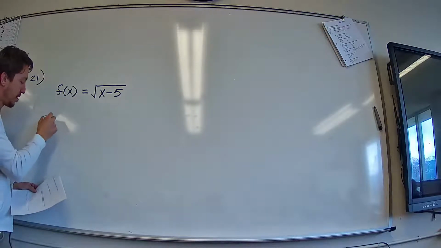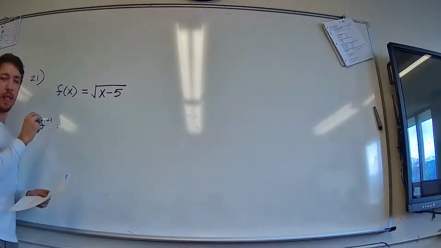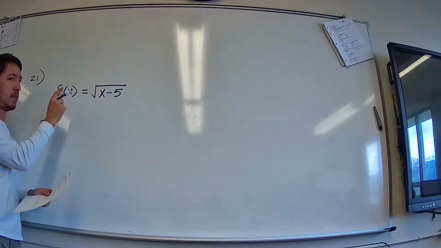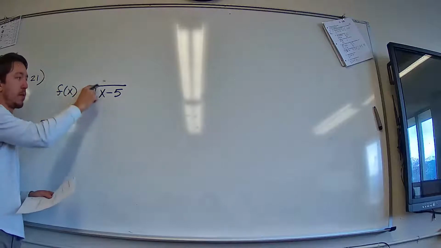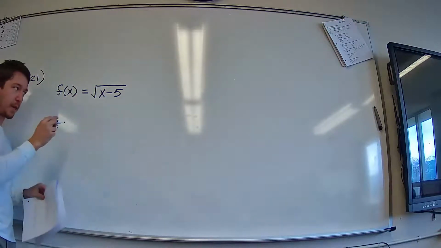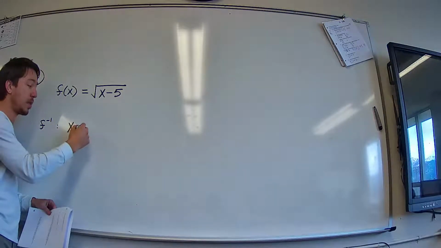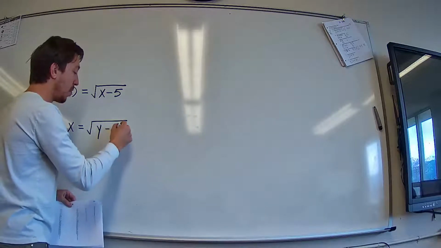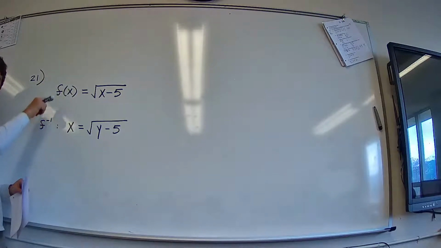So f inverse, what do I do? What's the technique? Let's start simple. Instead of y equals square root of x minus 5, I'm going to swap them. So it's going to read x equals the square root of y minus 5. Do we understand going from here to here?